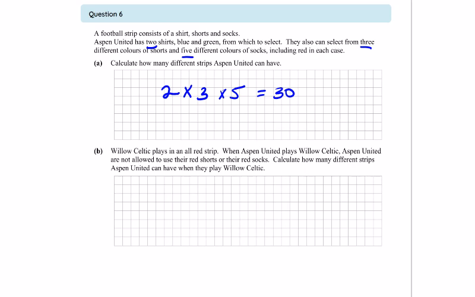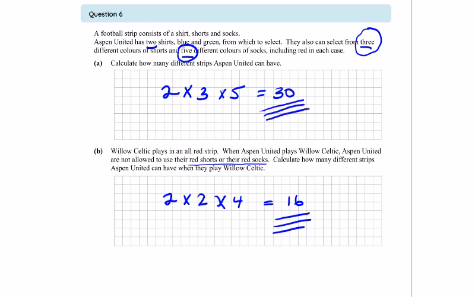Willow Celtic play in an all red strip. When Aspen play Willow, Aspen are not allowed to use their red shorts and their red socks. So we've 1 less on the shorts and socks. We still have 2 shirts, we now have 2 shorts instead of 3, and we have 4 socks instead of 5. 4 by 4, they've only got 16 outfits that they can wear. So really straightforward permutations questions.